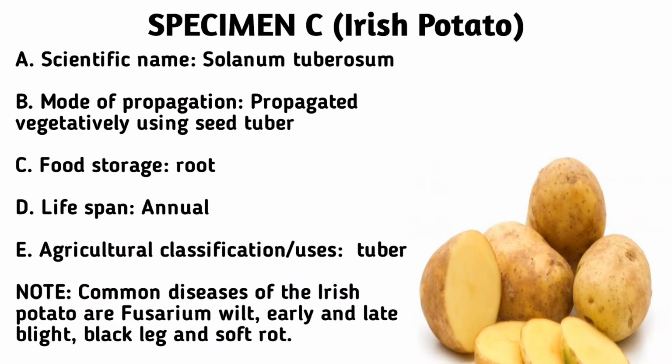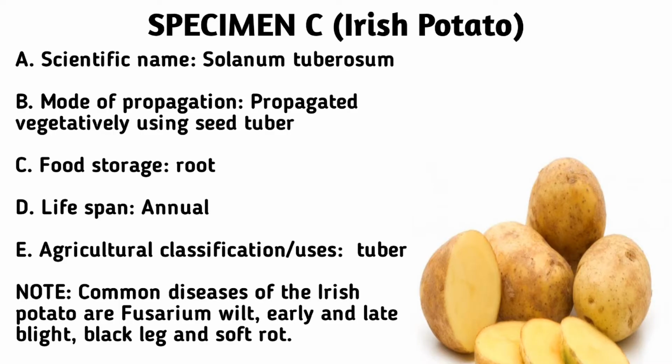So moving on, specimen C is the Irish potato, and the scientific name is Solanum tuberosum. Remember that the first name should start with a capital letter and second name with a small letter, and then underline them separately. Next, the mode of propagation is using seed tuber, and the food is stored in the roots. That is, it is a tuber crop, hence the name tuberosum.